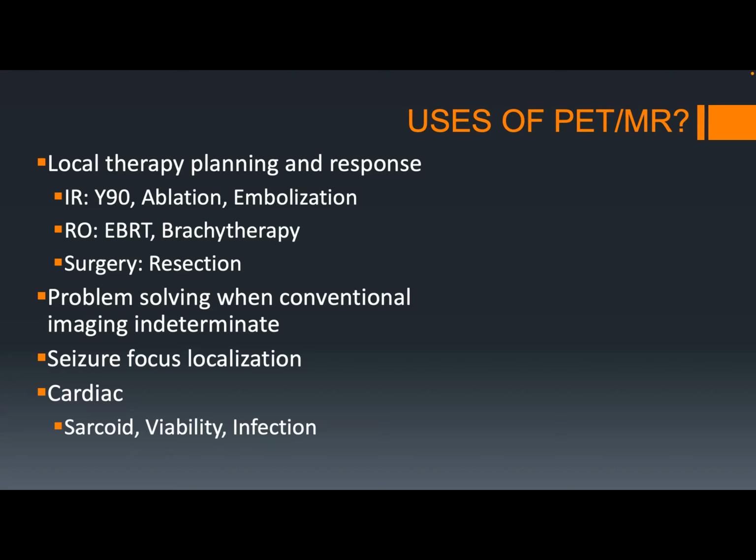The surgeons are using it quite a bit to say there's one lesion in the liver, we want to make sure there's nothing anywhere else before they go take them for a partial hepatectomy, or any other things, similar places. If they really want to know to exclude something somewhere else or include, just if they want to make sure, that's helpful for planning. We kind of talked about problem solving when conventional imaging is indeterminate.